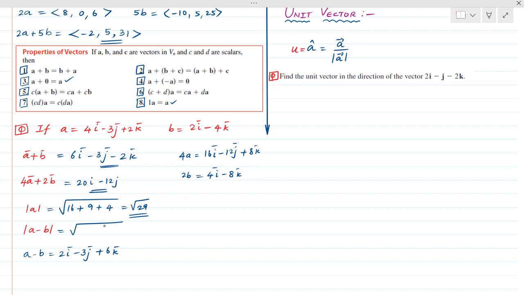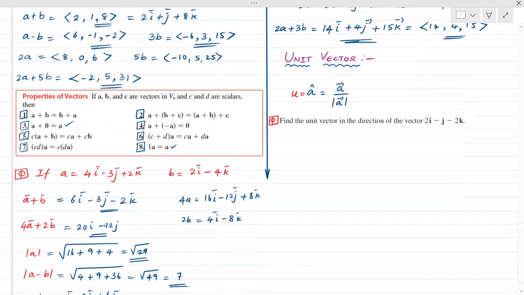So take the magnitude of this vector: 4 plus 9 plus 36, which is equal to root 49. Root 49 is equal to 7. So this is the magnitude of the vector a minus b.